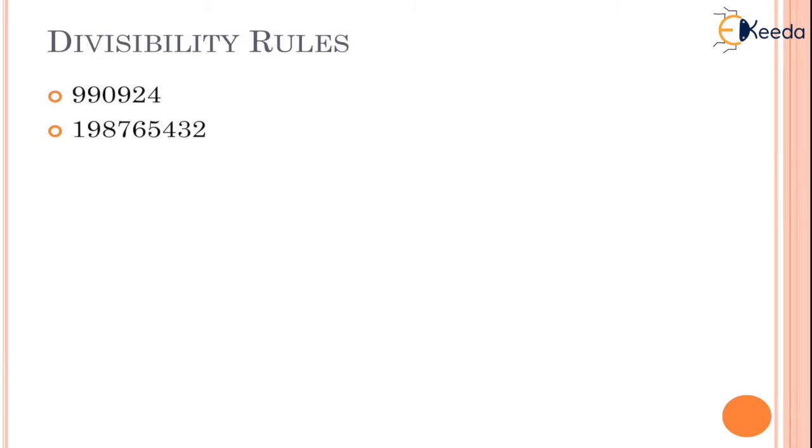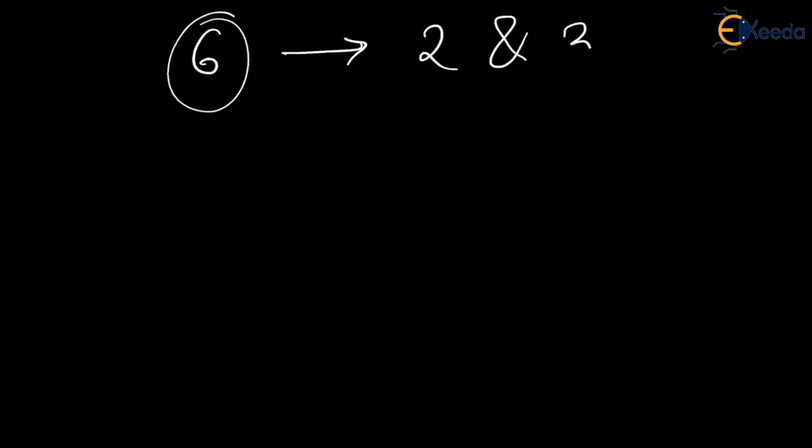Now let's understand 6. For a number to be divisible by 6, it has to be divisible by 2 as well as 3. It is very important that it has to be divisible by both of them. A number has to be an even number, and it also has to be divisible by 3.